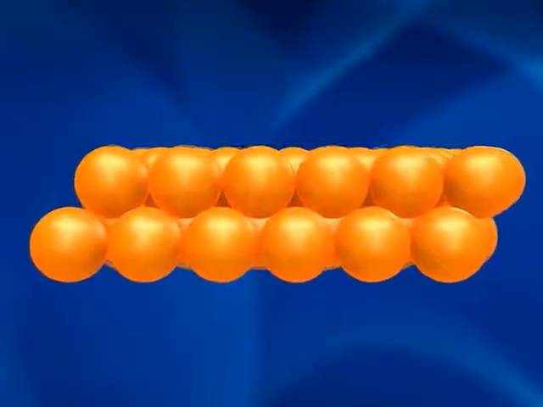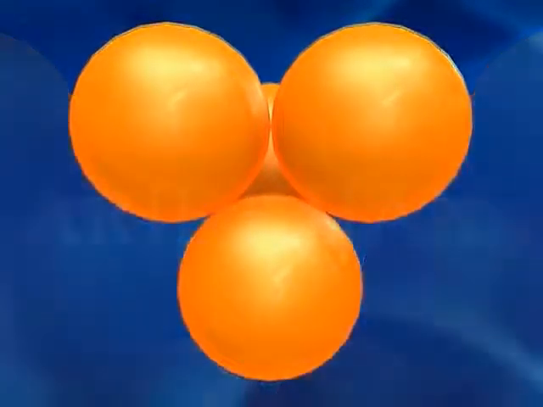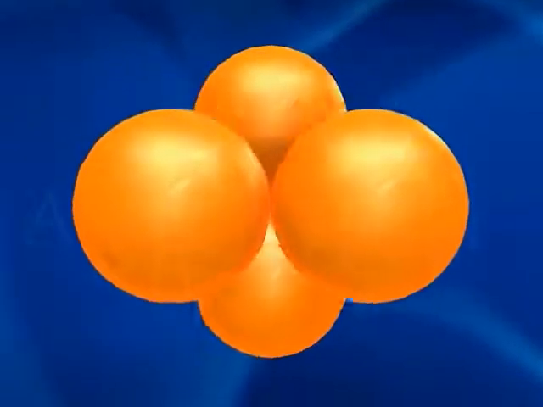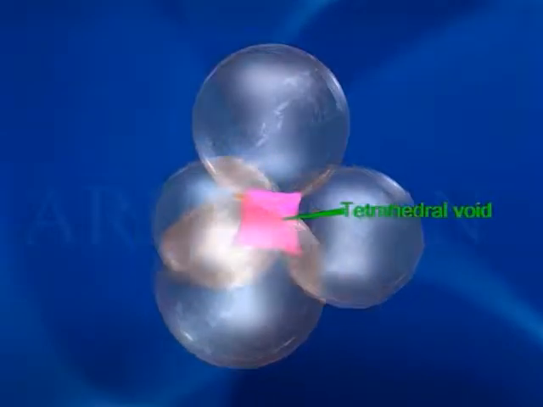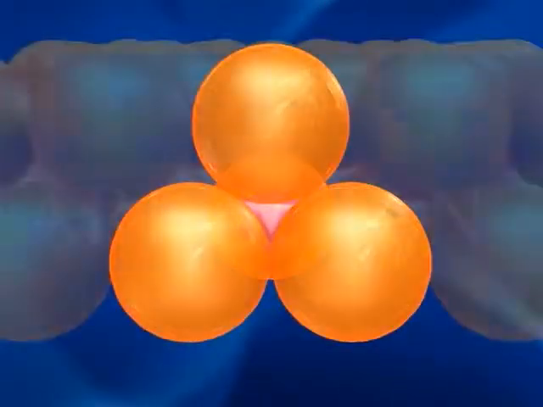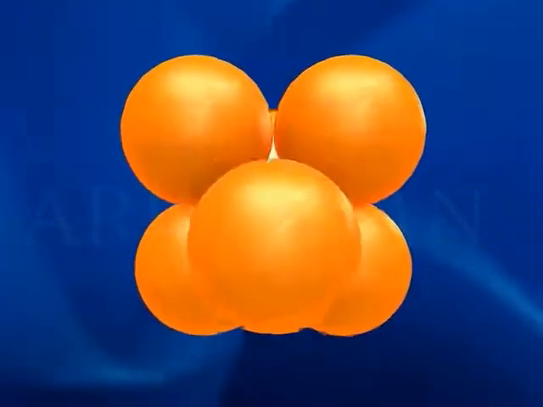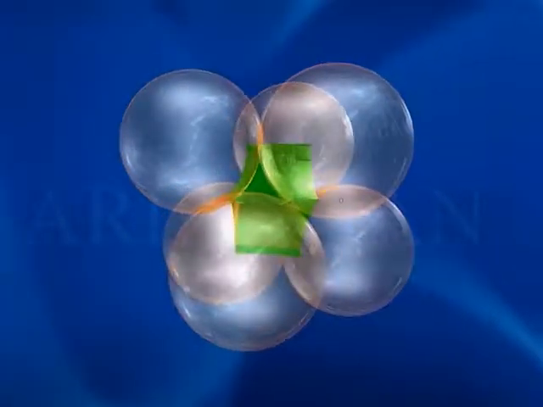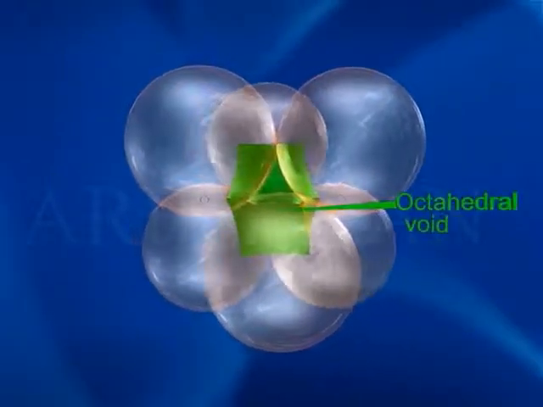Now, at some places, the particles of the second layer cover the triangular voids of the first layer. At such places, a new type of void is formed. This void is surrounded by 4 particles and is called a tetrahedral void. Alternatively, at other places, the triangular voids of the first layer coincide with that of the second layer. At such places, a new type of void is formed. This void is surrounded by 6 particles and is called an octahedral void.